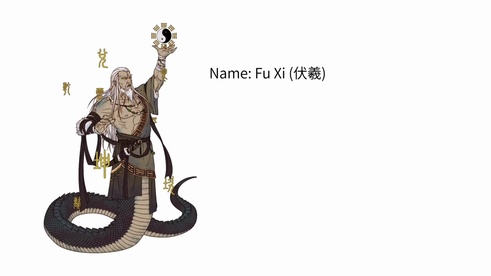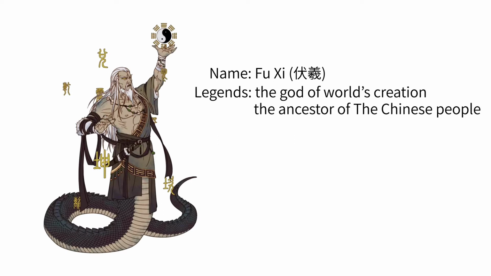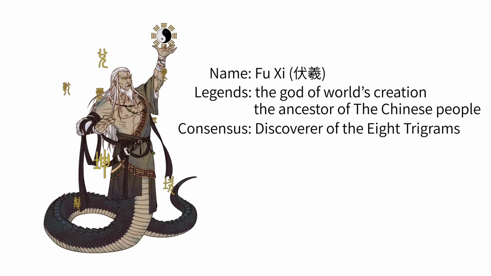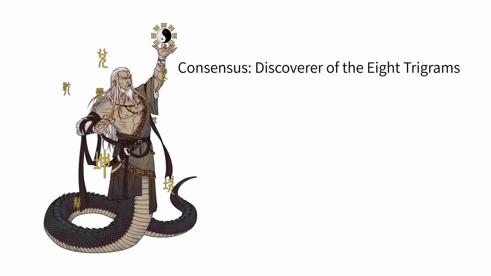Fu Xi. There are many versions of the legend of Fu Xi. Some say that he is the god of world's creation. Some say that he is just the ancestor of the Chinese people. Either way, there is no dispute that Fu Xi is the discoverer of the eight trigrams. How did Fu Xi discover the eight trigrams?